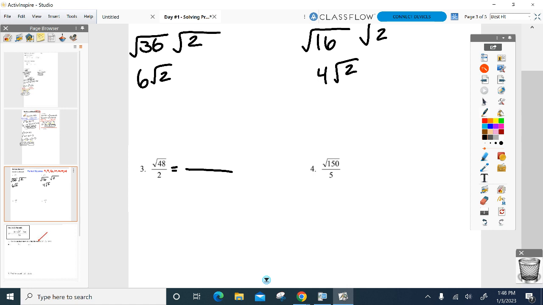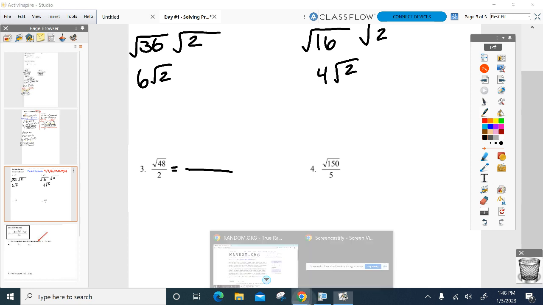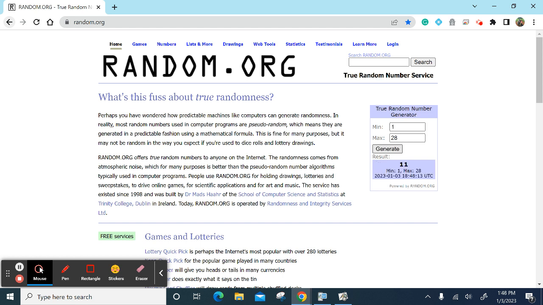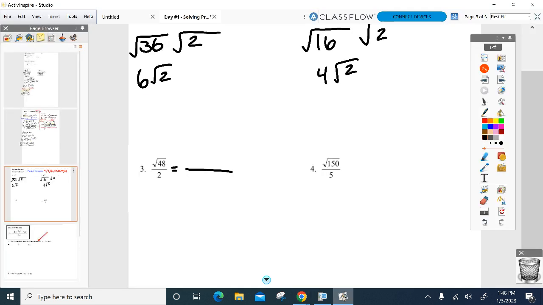All right, breaking down 48 for me. What does 48 break down to so I can replace it? 16 and 3. So 4 radical 3 over 2. Now you can divide.